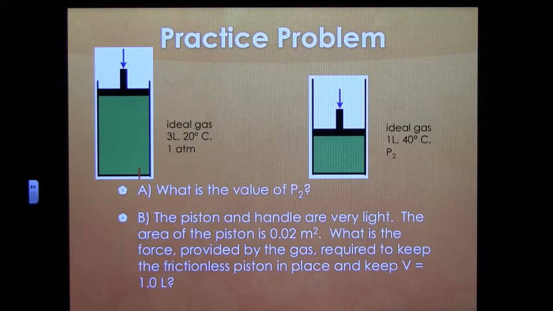And for B, the piston and the handle are very light. The area of the piston is 0.02 meters squared. What is the force provided by the gas required to keep the frictionless piston in place and keep the volume equal to 1 liter, as it is in the second case?